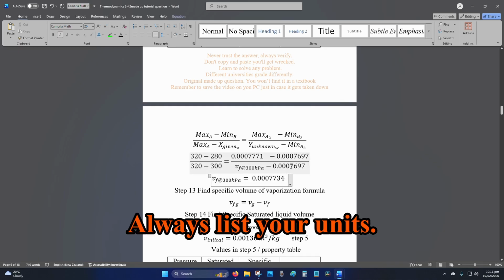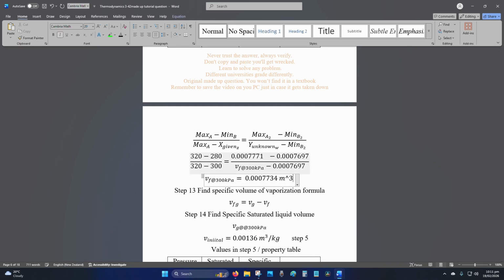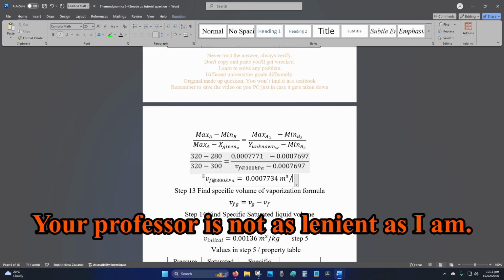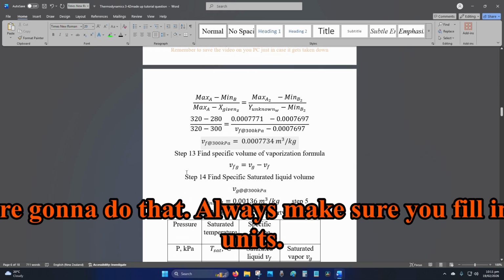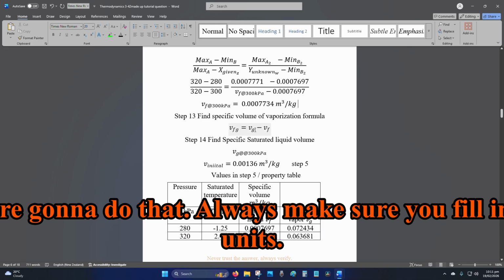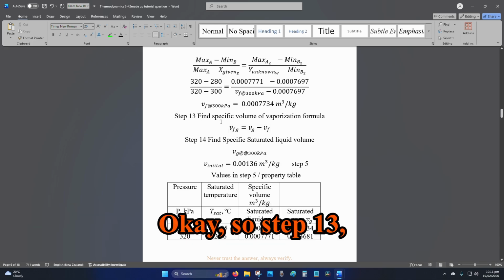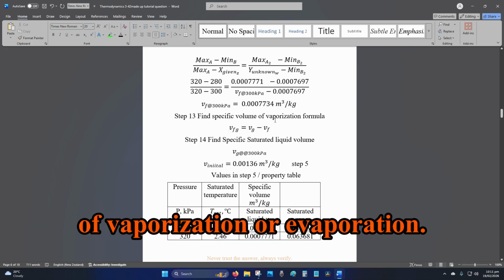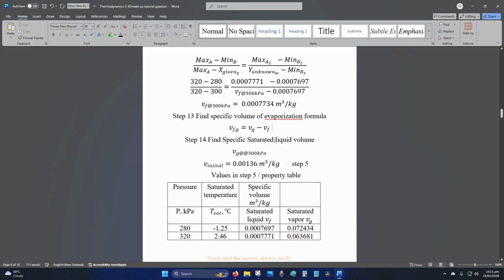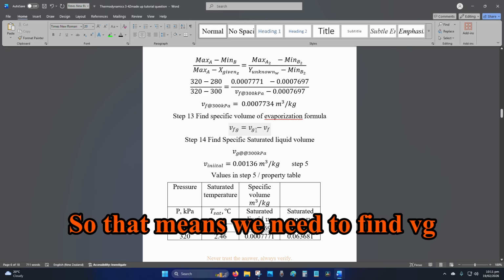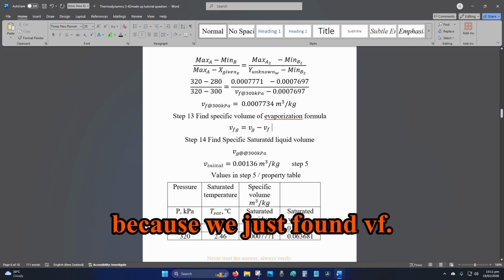Always list your units. Your professor is not as lenient as I am, and they will mark you down for that. So always make sure you fill in your units. Okay, so step 13, find the specific volume of vaporization or evaporation. So vfg is equal to vg minus vf. So that means we need to find vg because we just found vf.